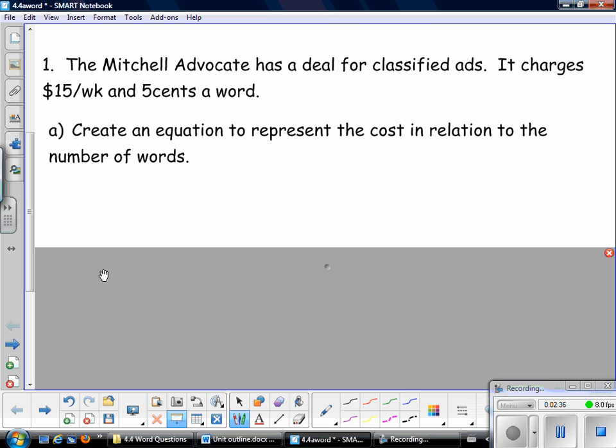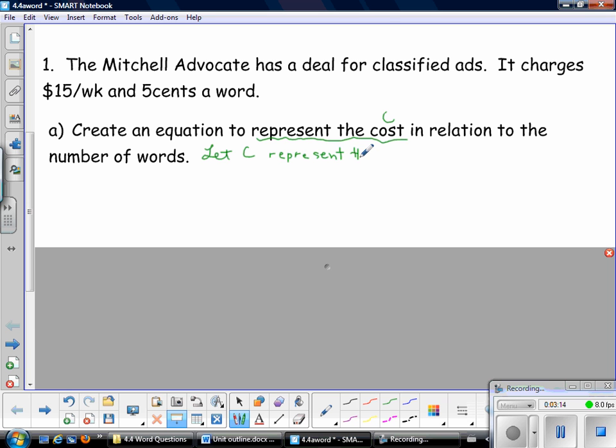Okay, so what's going on here? We're talking about writing an equation to represent the cost. So obviously I'm going to need a variable to represent the cost, and it even uses the word represent. If we're going to do that, it makes sense, cost, maybe the letter C. So let C represent the cost.